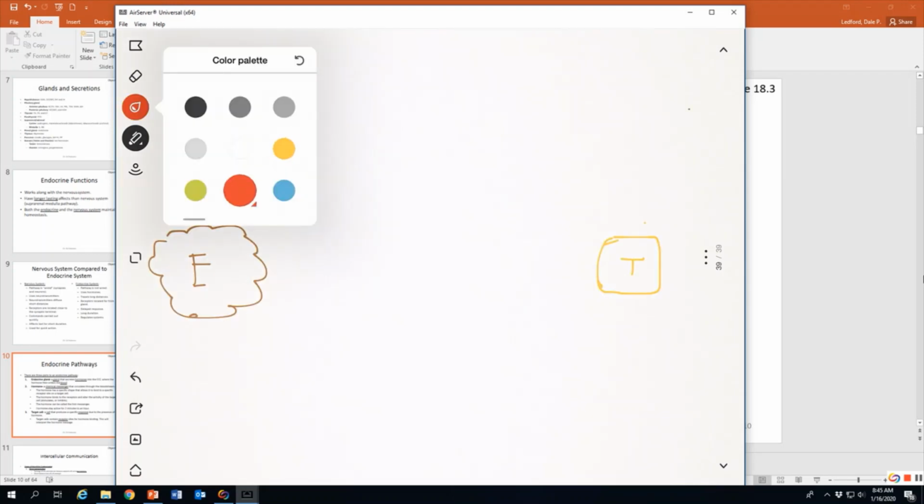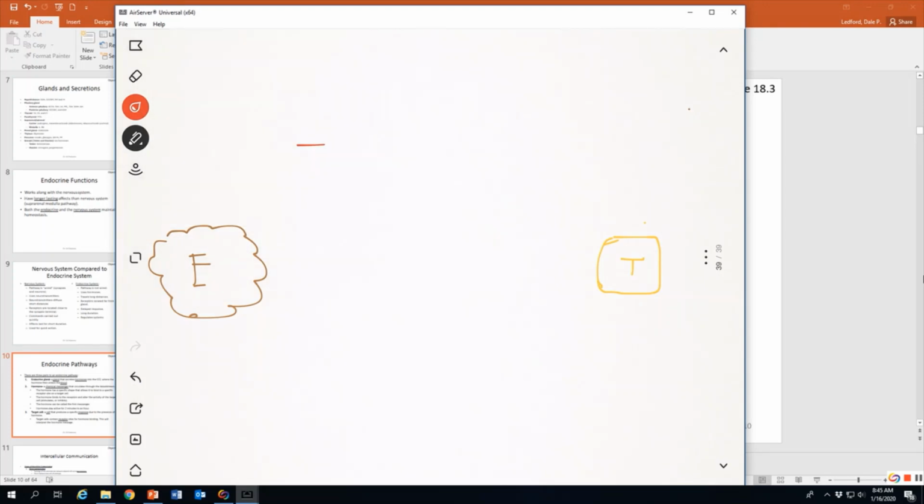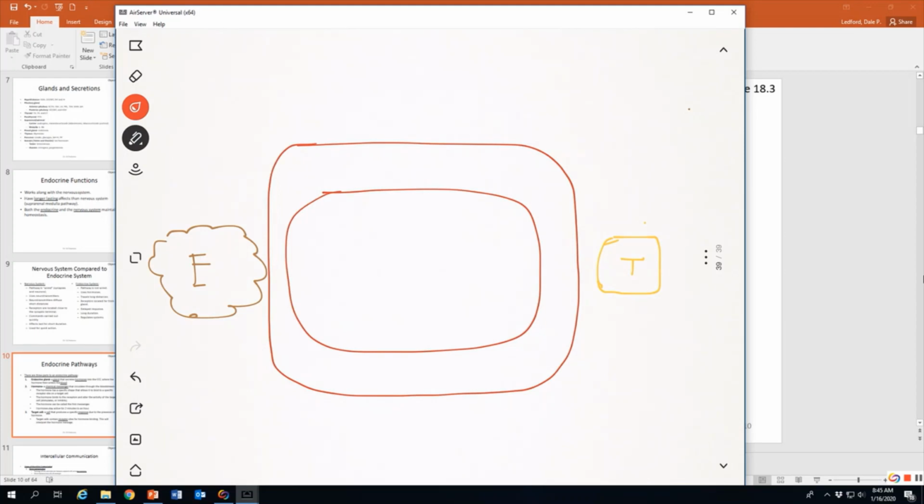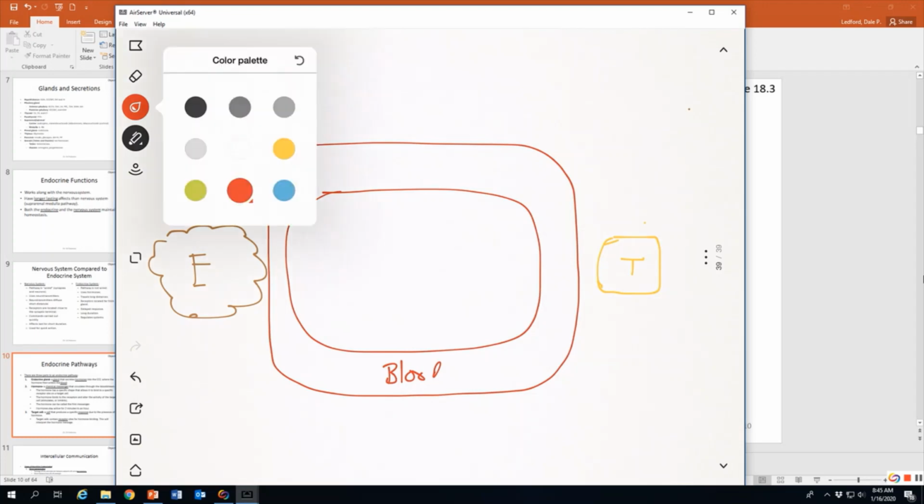And then right here, I'm going to have all the blood vessels in the body. This is just the entirety of the human circulatory system. It's starting to slow down a little bit, but it's okay. I got it somewhat. So here we are in the blood. Now remember, this is your endocrine pathway.